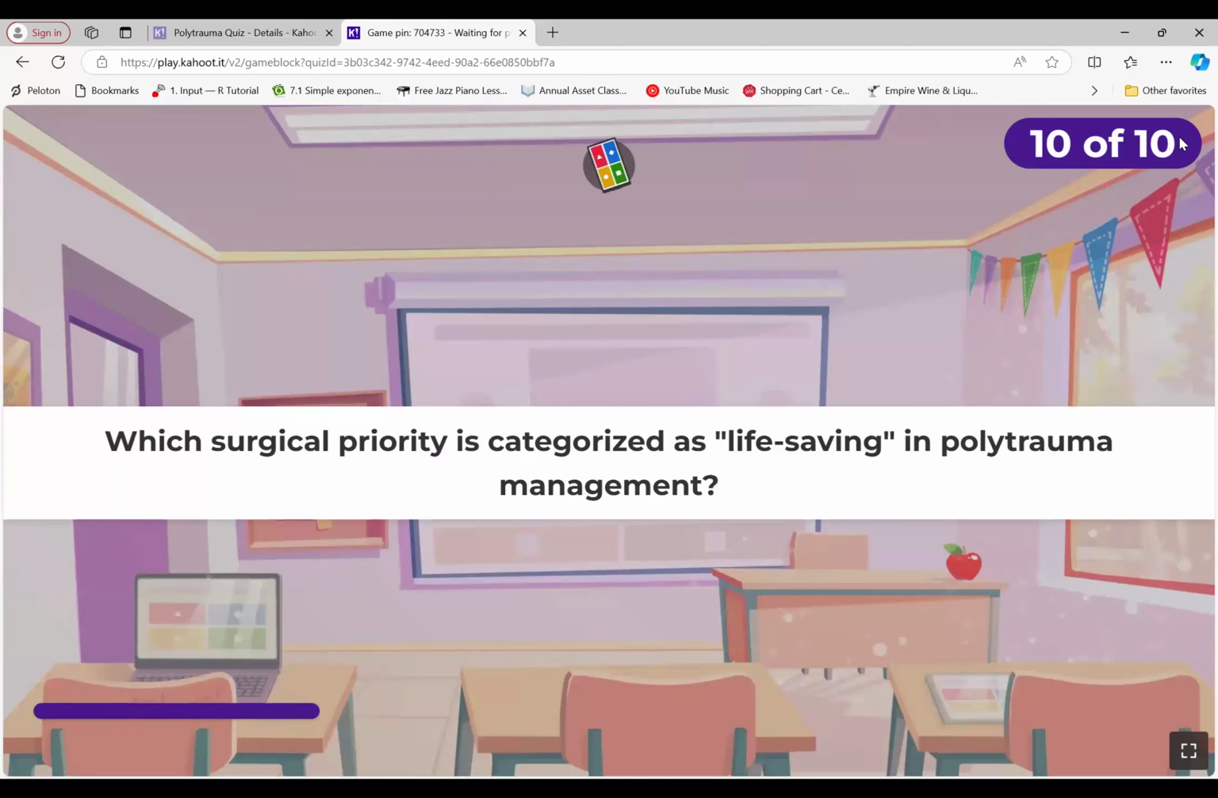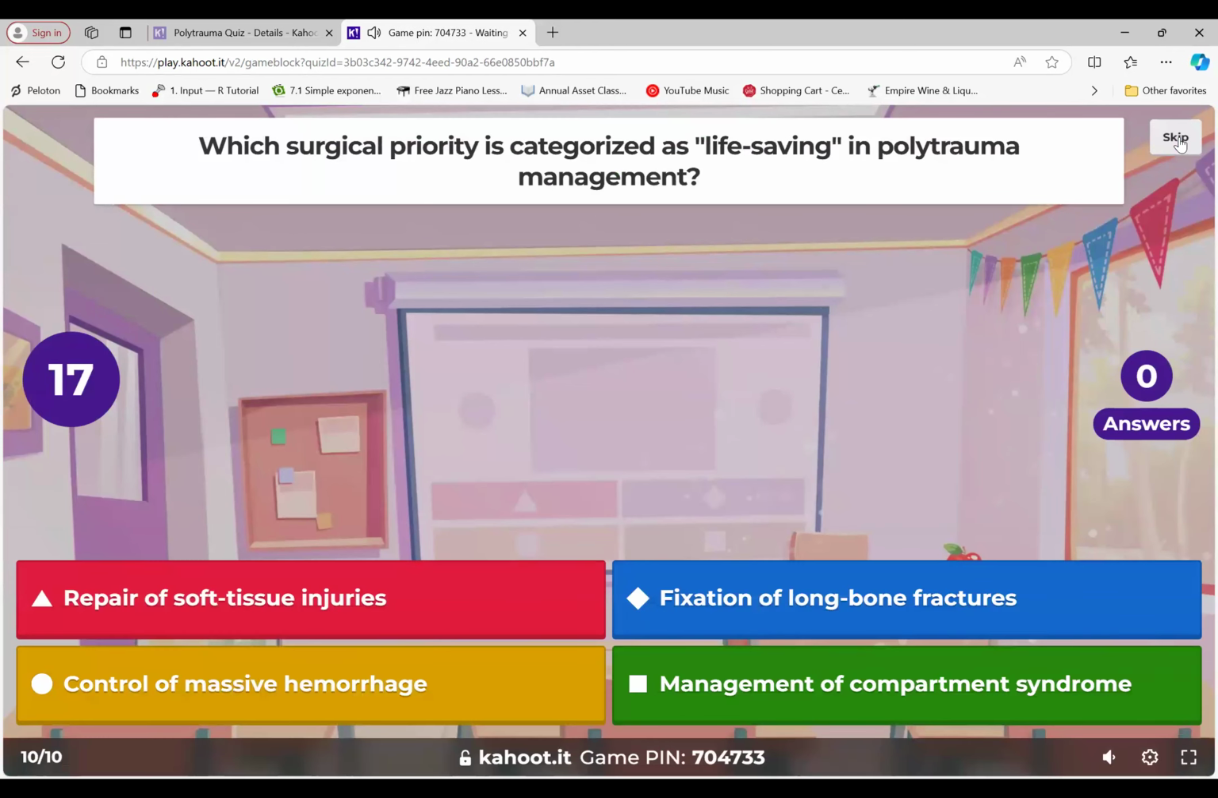All right, which surgical priority is categorized as life-saving in polytrauma management? Repair of soft tissue injuries, control of massive hemorrhage, management of compartment syndrome, fixation of long bone fractures. Last question.